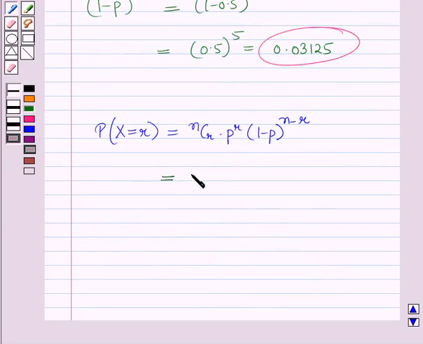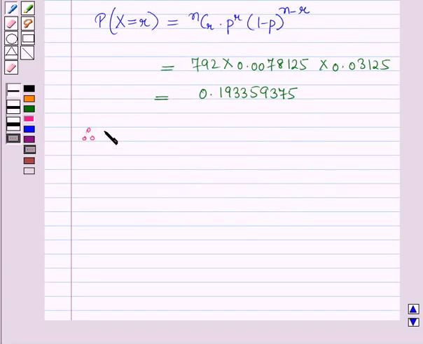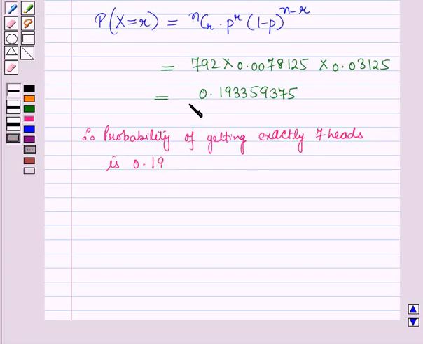Now putting the values of nCr, p raised to power r, and (1 minus p) whole raised to power n minus r, this will be equal to 792 into 0.0078125 into 0.03125, which on calculating will be equal to 0.19335975. Therefore, the probability of getting exactly 7 heads is 0.19.